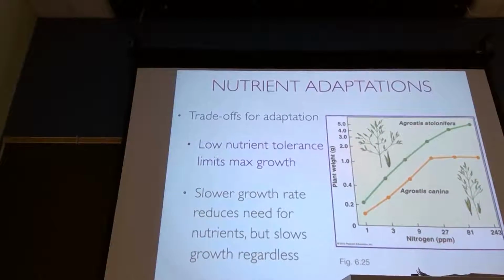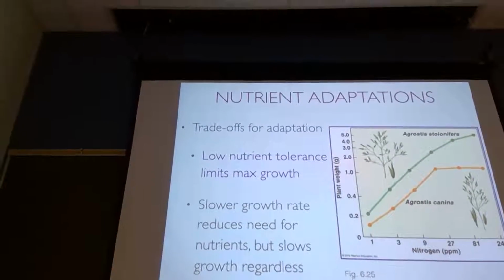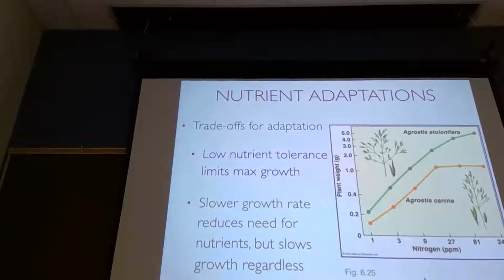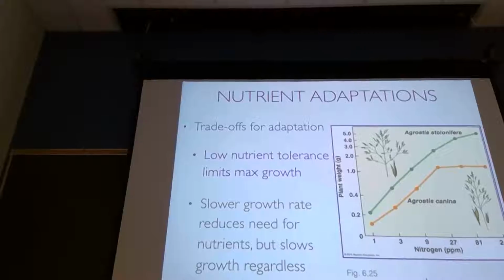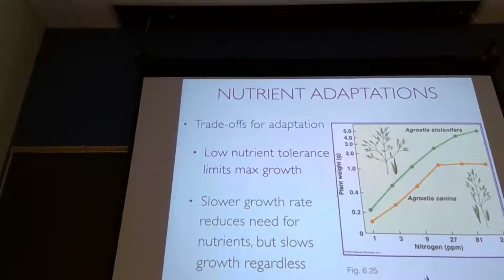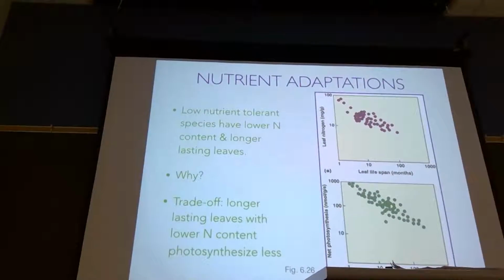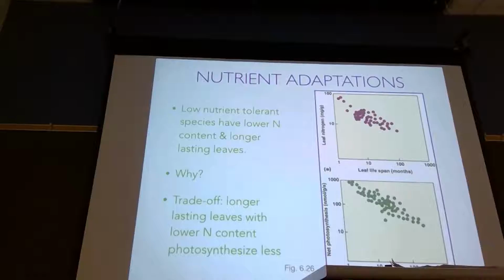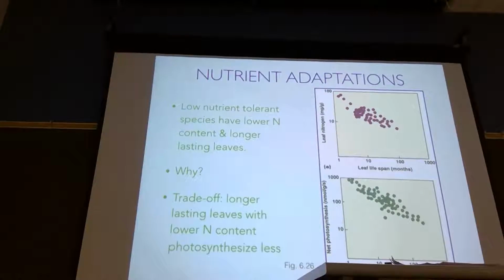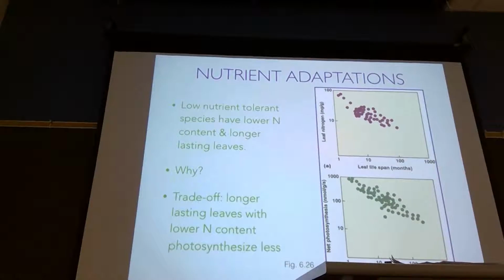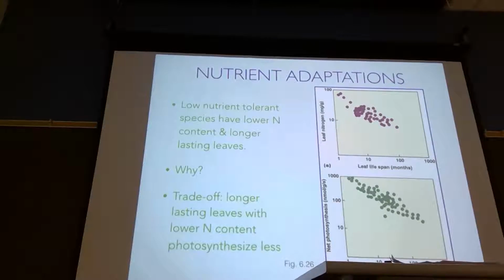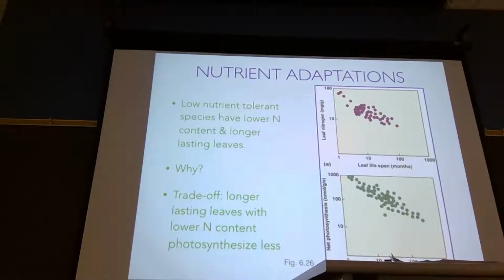And some conifers have really interesting soil conditions in which they do really well, and they tend to do well in places that have some of these strange conditions because they're adapted for that. Okay. And so in low nutrient tolerant species, they tend to have less nitrogen in their leaves and longer lasting leaves. Why would that be advantageous, to have less nitrogen in your leaves and to hang on to your leaves longer?